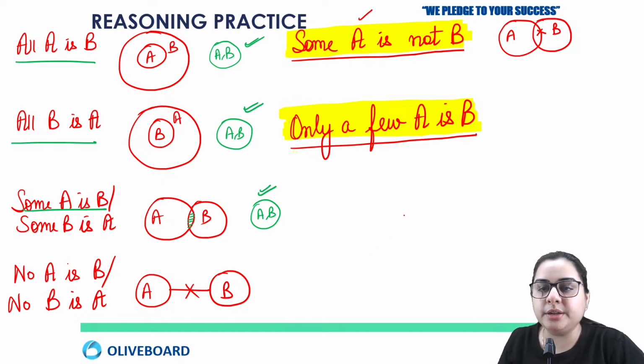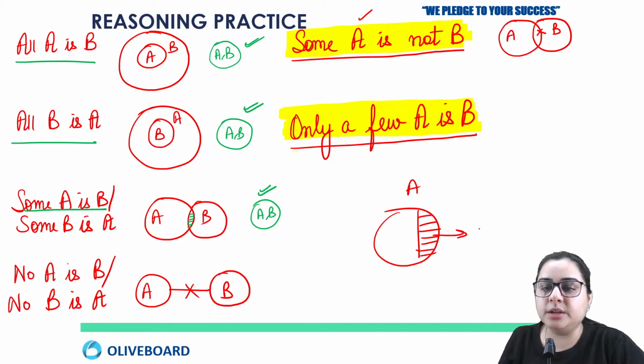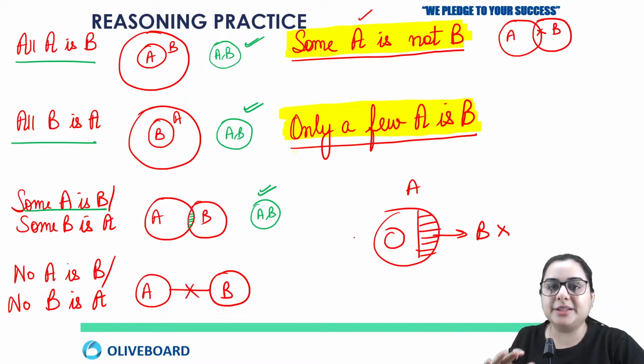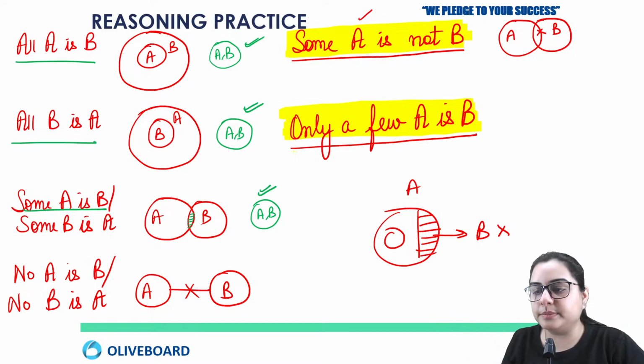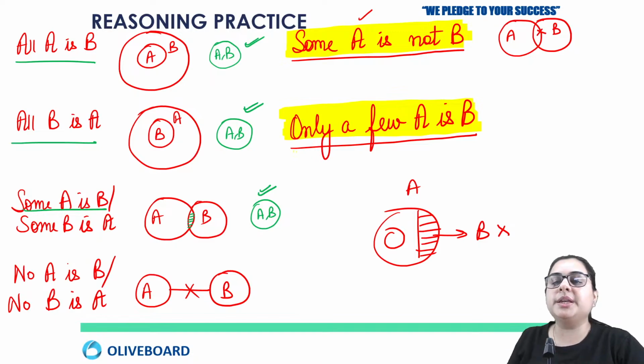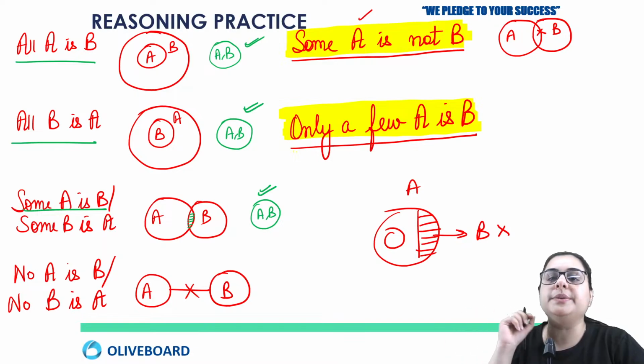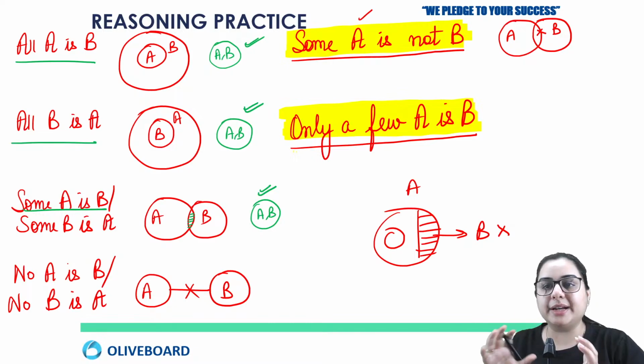So what does it mean? He is saying that in the circle of A there is some area where B cannot come, but B can come in the rest of the area of A. That is not true, that can happen. So this is the meaning of some A is not B, that there is some A which is not B. So how are we going to make a diagram? First we make the diagram of some A is B, and then we mark the restriction where the restriction is.